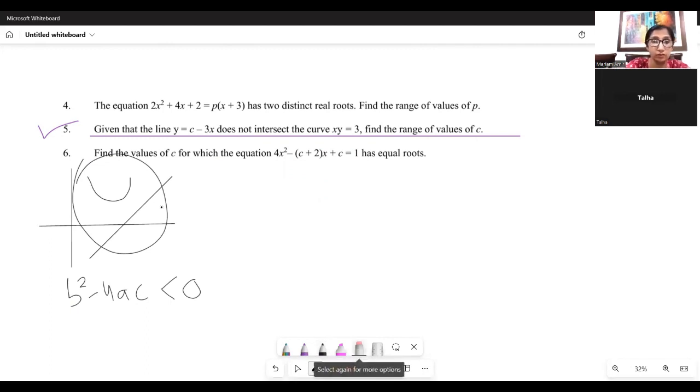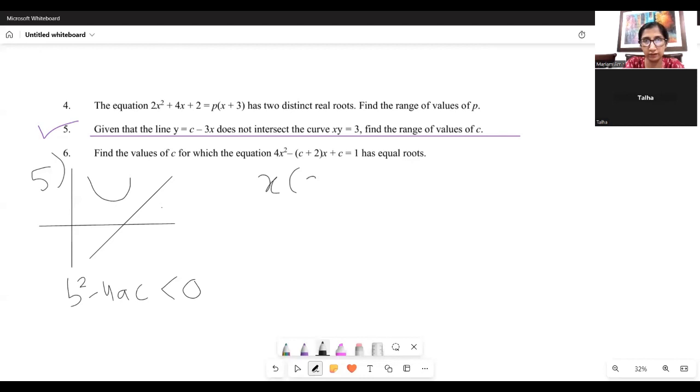They are not intersecting, so there is no solution. So b square minus 4ac is less than 0. Now we'll first solve these equations simultaneously. So what I'll do, I will replace the y with c minus 3x.